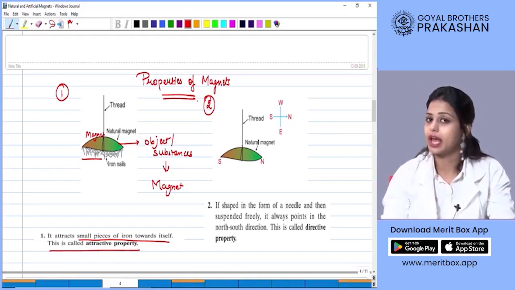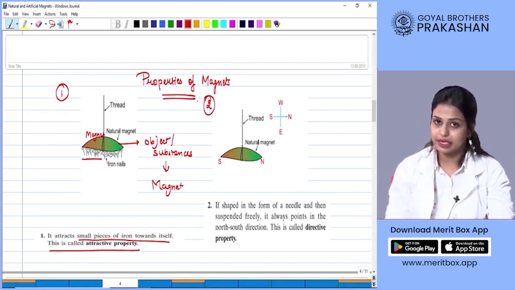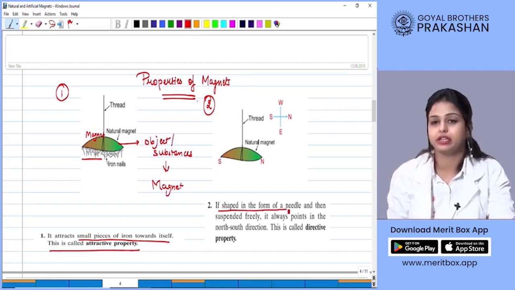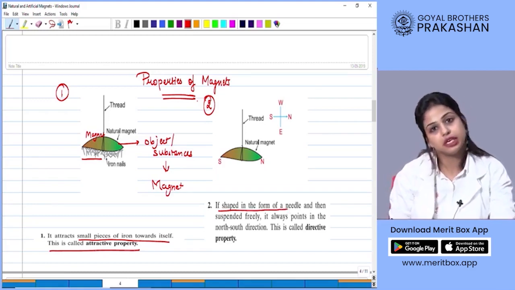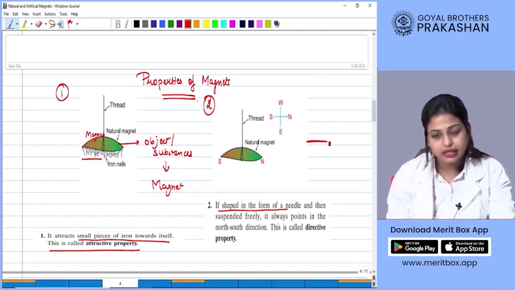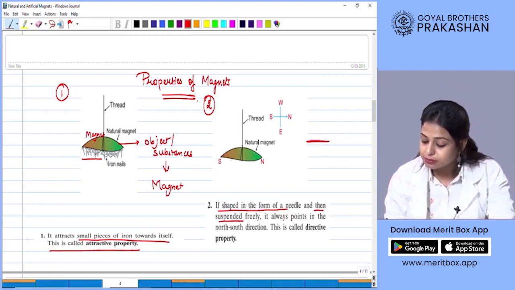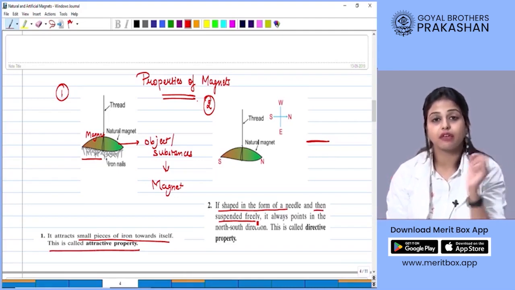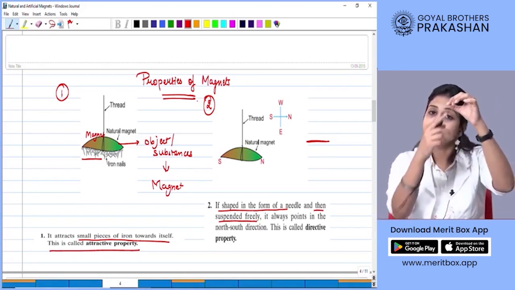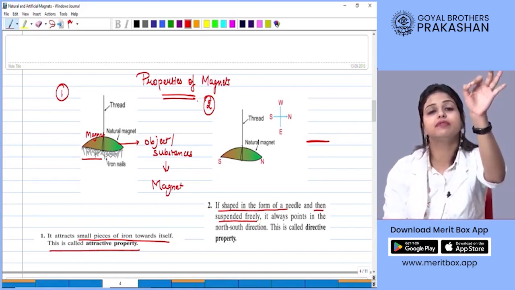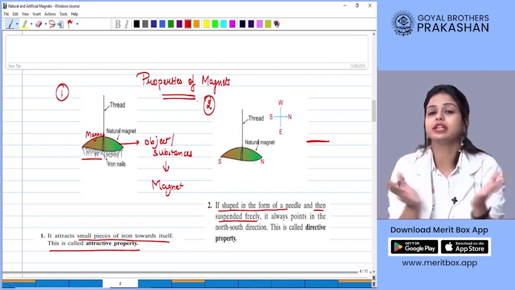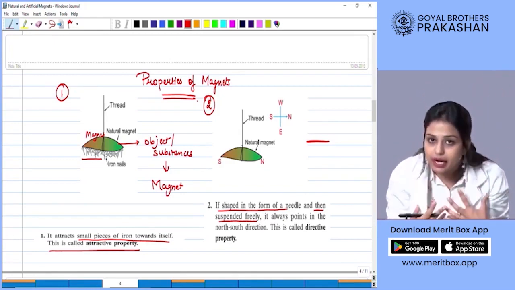Right, students? The second important property of any magnet is that it has directional properties. Now, what do you mean by directional properties? Let's first read the definition. If shaped in the form of a needle, let's say I have a magnetic material and I shape it in the form of a very thin needle, and then suspended freely. If it is suspended freely, students, it means I use a thread and tie the thread to the needle and leave my needle freely holding the thread only. That means the needle is not in direct contact with my hand, right?